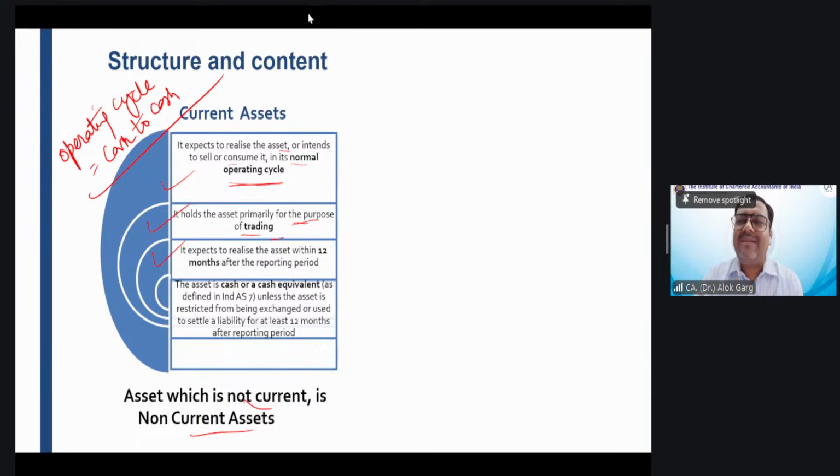So in that case, if the company closes one of the offices in the next 5 months, the company will surrender the electricity connection, and it will receive the money also. The company expects to realize the security deposit within 12 months after the reporting period. So in this case, it will be considered as a current asset. But if there is one office only, if there is one factory, okay.